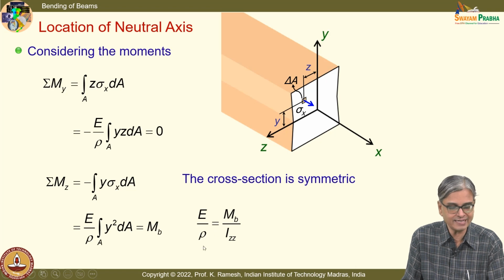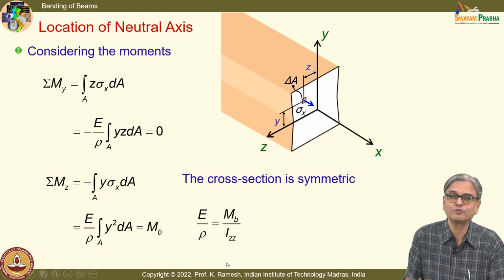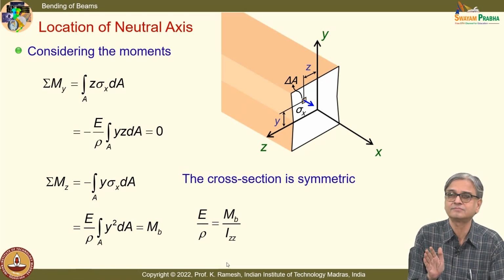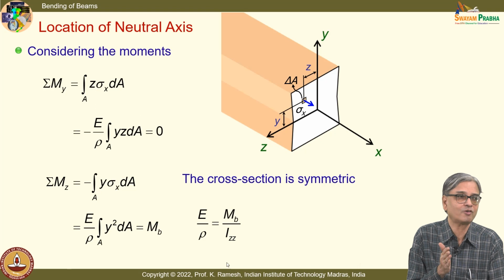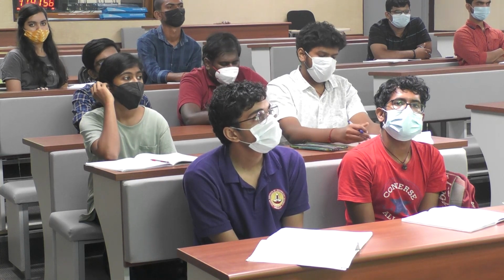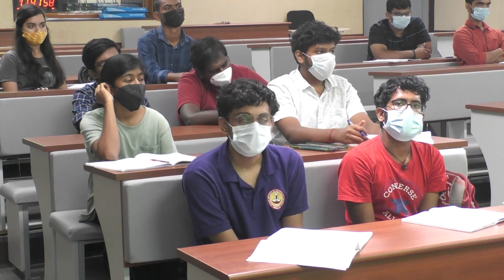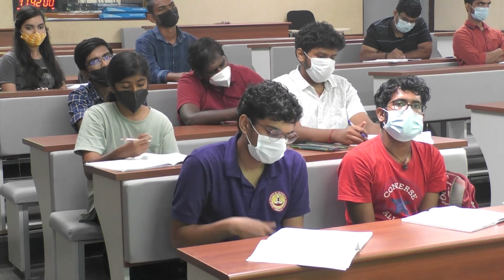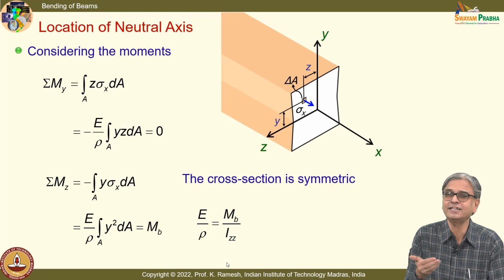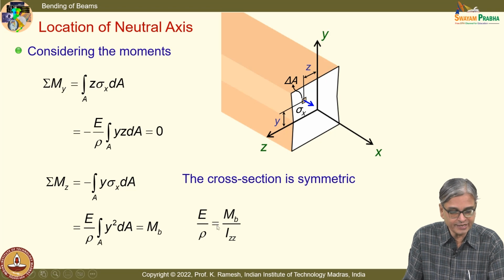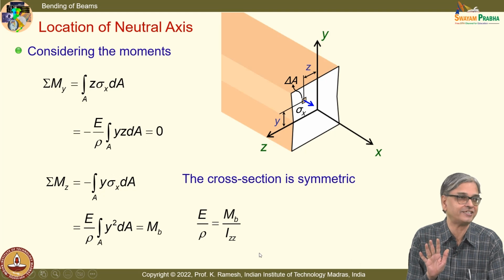And if you recast this, I can also recast EIZZ. Have you seen something similar to this in torsion? We have called it by a special name. In torsion, we have G into IP. We call that torsional rigidity. That means to what extent the shaft can withstand the torsion. On similar lines, I can also coin the product EIZZ as bending rigidity.